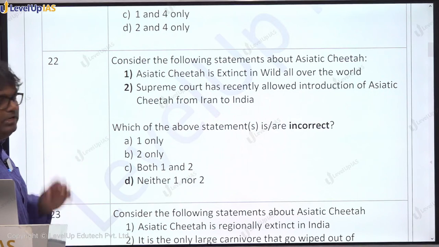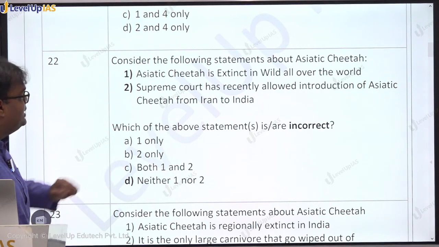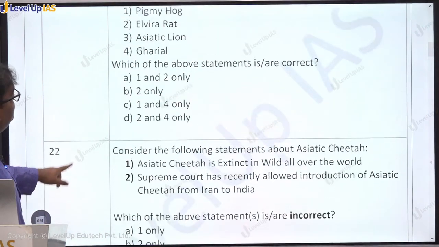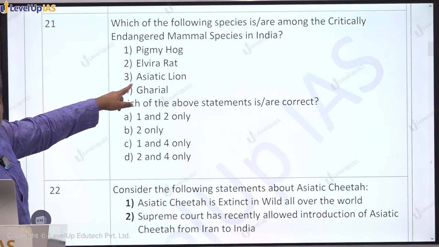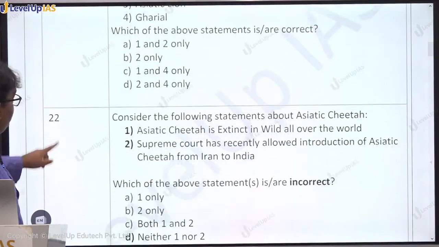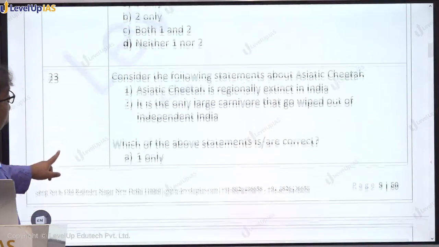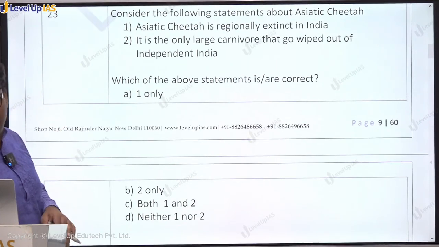Na incorrect bold mein likha hua hai wahan pe. Aisi galtiyan karoge na pre mein. Right. So what is the answer? C. C. अरे एशियाटिक लायन भाई वो एंडेंजर्ड है, क्रिटिकली एंडेंजर्ड नहीं है. तो 22 का what is the answer? C is the answer. 23 स्टार.